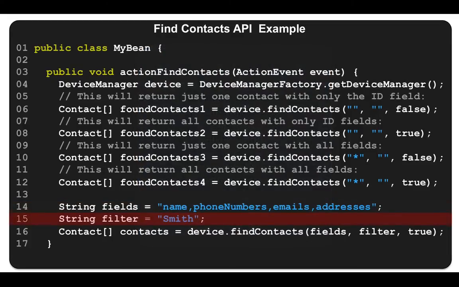From there, in this example, we want to only search for Smith in the name, phone numbers, emails, and addresses fields. Now, admittedly, Smith won't be in phone numbers. This is a little bit of a convoluted example, but you get the idea. And then finally, on line 16, what we're doing is calling the Find Contacts method. We're going to search all those fields, name, phone numbers, emails, addresses, for Smith. And because the third parameter is true, if we find Smith in more than one contact in those fields, we'll return an array of Smith contacts as such.